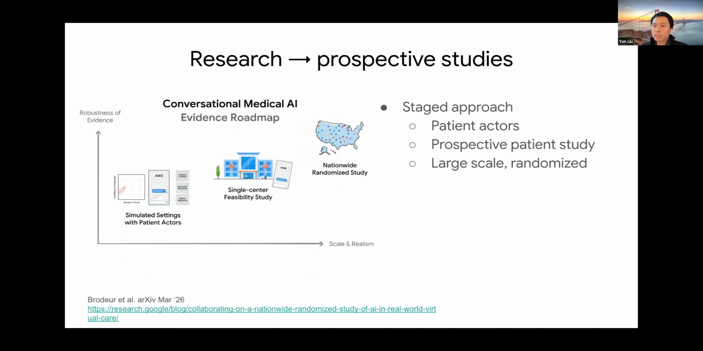Okay, so that was a single center study in Boston. And what we are now moving towards is a larger scale randomized study with a telemedicine partner. And so this study has been announced, but it hasn't started quite yet.